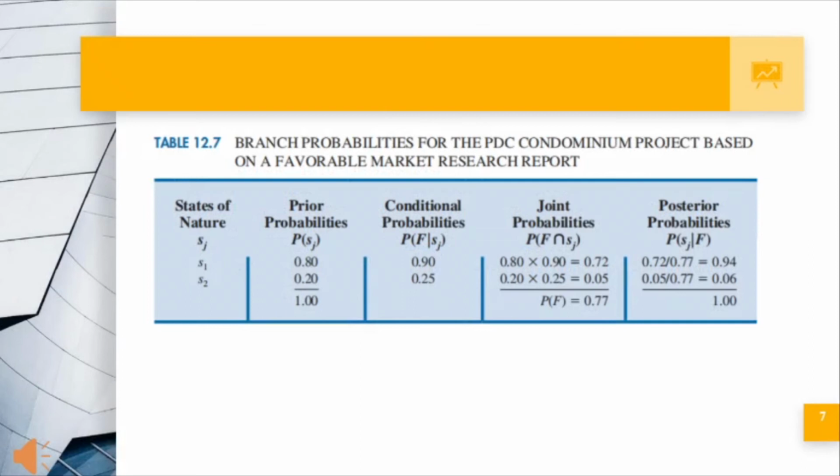Table 12.7 shows that the probability of obtaining a favorable market research report is 0.77. In addition, the probability of having the state of nature being strong given the favorable market research report is equal to 0.94, and the probability of having the state of nature being weak given the favorable market research report is equal to 0.06. In particular, note that a favorable market research report will prompt a revised or posterior probability of 0.94 that the market demand of the condominium will be strong.